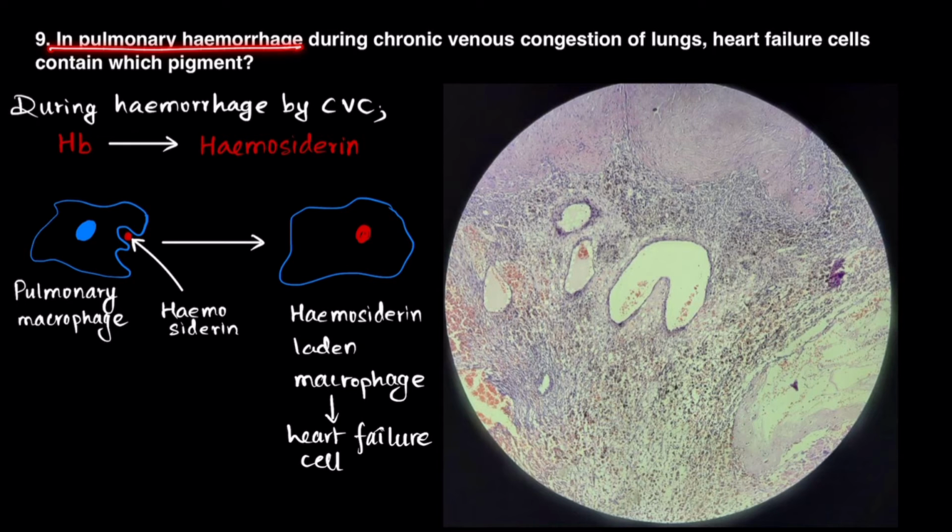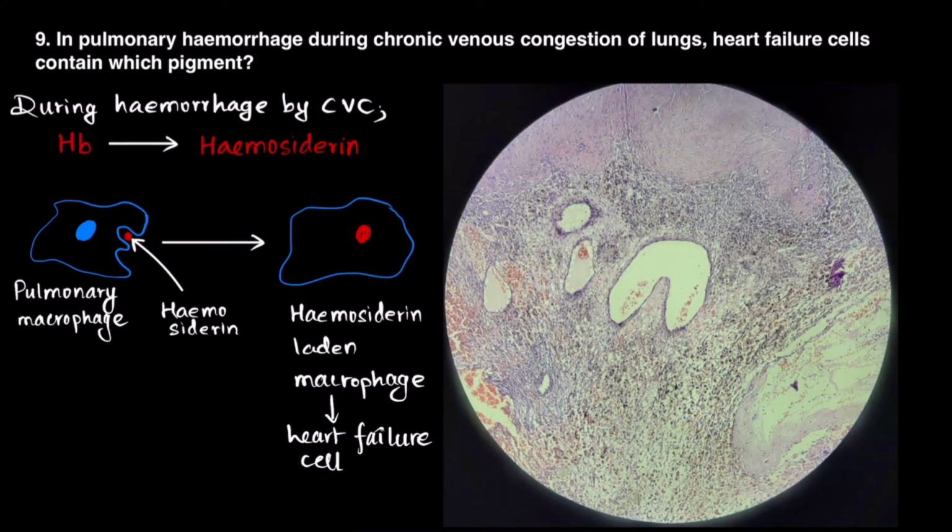In pulmonary hemorrhage, during chronic venous congestion of lungs, heart failure cells contain which pigment? Okay, so during pulmonary hemorrhage by chronic venous congestion of lungs, the RBCs come out of ruptured pulmonary capillaries. When RBCs come out, along with it, ruptured RBCs and its hemoglobin comes out as well. The hemoglobin gets oxidized or converted to a pigment called hemosiderin.